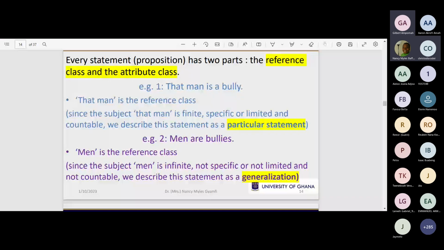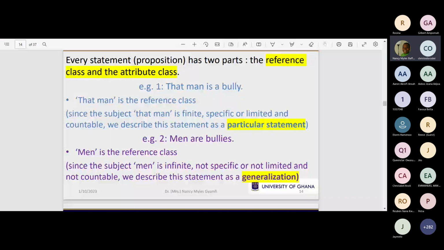That man. The women coming from the market through so-and-so road. I've done so and so for women coming from that market. The reference is finite. So that statement is a particular statement. But if I went on to say men are bullies, the earlier example was that man is a bully. Specific, countable, finite. I can finish counting. I'm not speaking for men of all times, all places. That's not what I did. I gave you a finite reference class, countable. So if you were to go and check, you can verify.